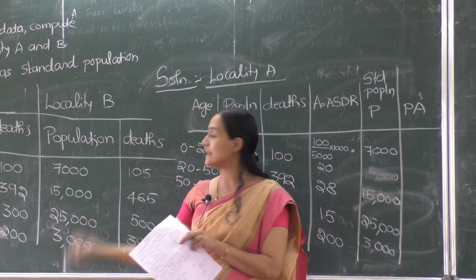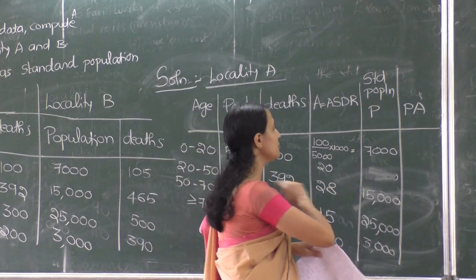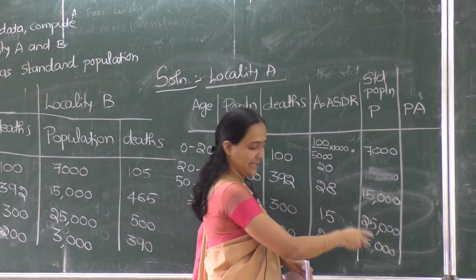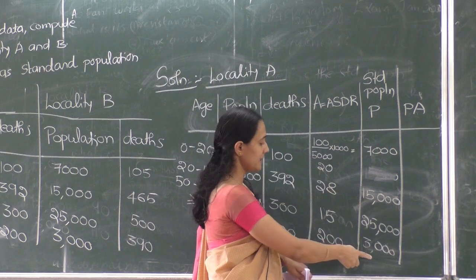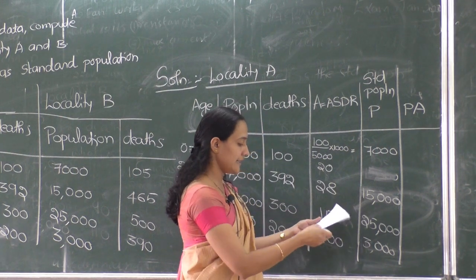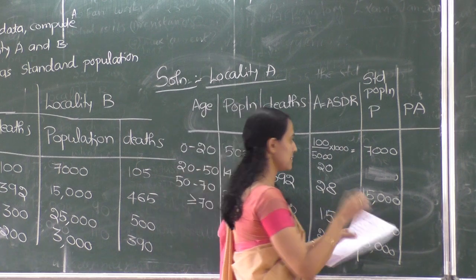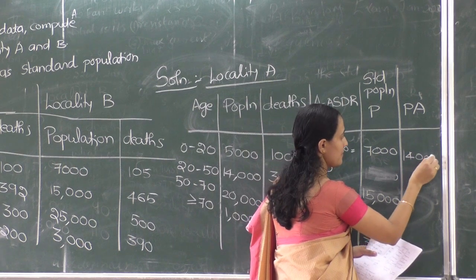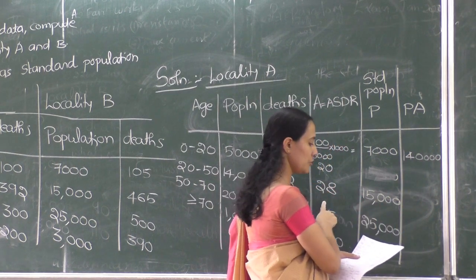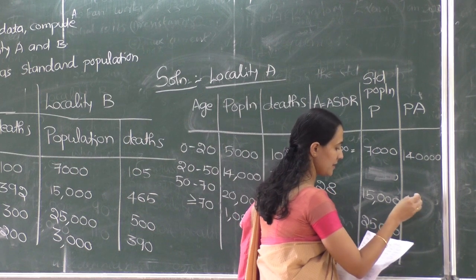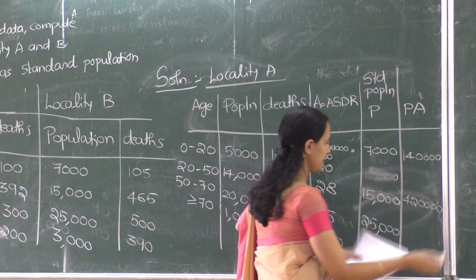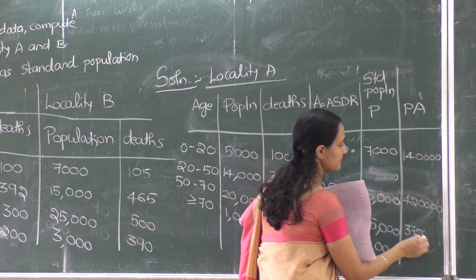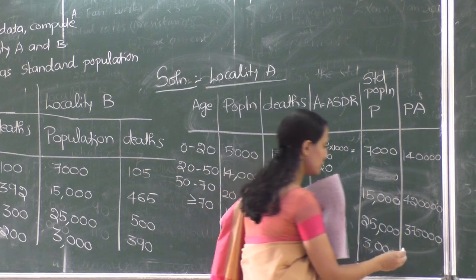Which one is locality B's population? Then P into A: 7,000 into 20, 15,000 into 28, 25,000 into 15, 3,000 into 200. Write the answers only. 7,000 into 20. Next one, 15,000 into 28 is 42, then 4 zeros. Next 25,000 into 15, 3,000 into 200.